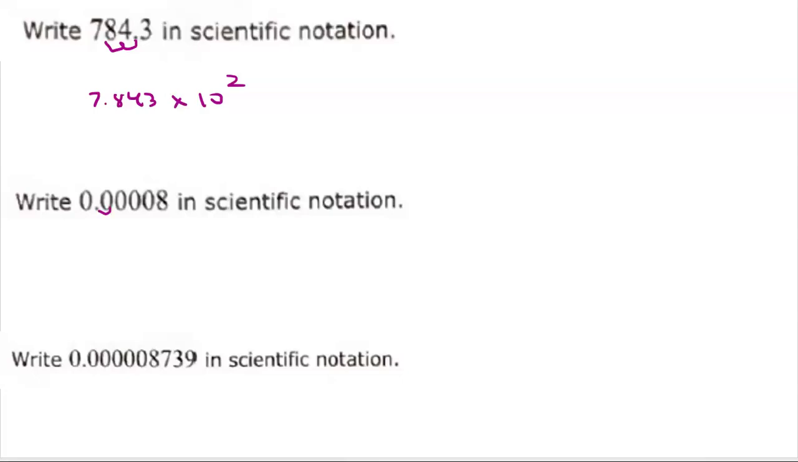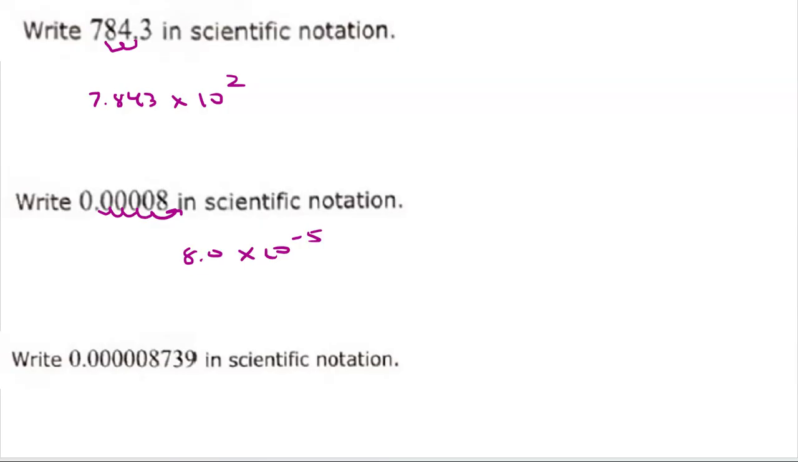So I have 1, 2, 3, 4. And again, I want one number in front of the decimal. This decimal is before that number, so I have to move it one more time. So that gives me 8.0 times 10 to the negative 5. Or you can just write 8 times 10 to the negative 5.